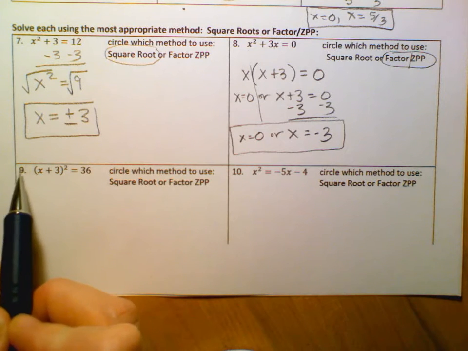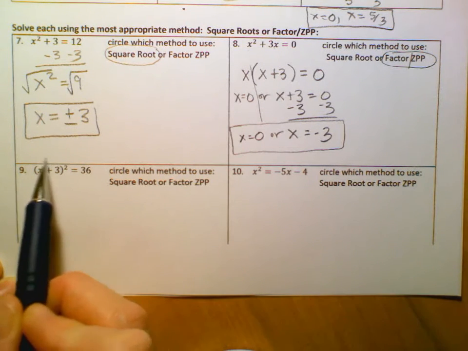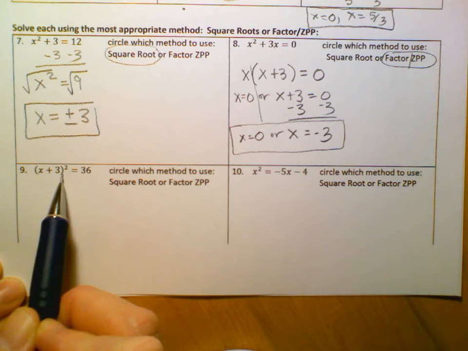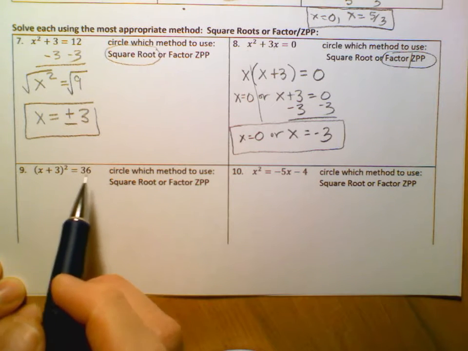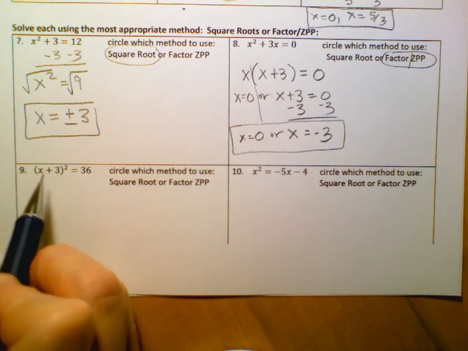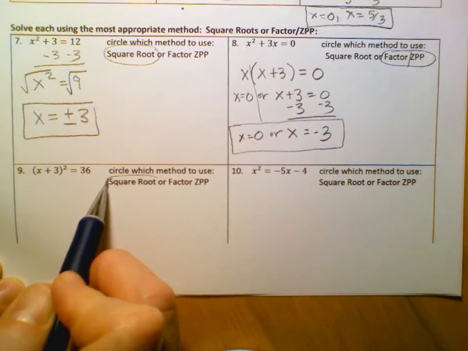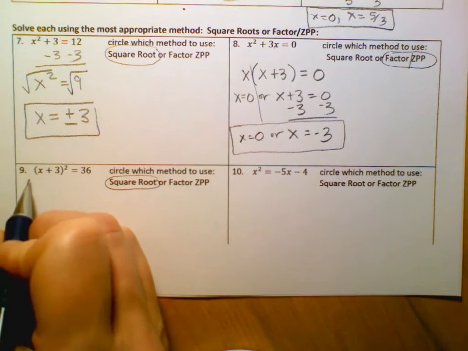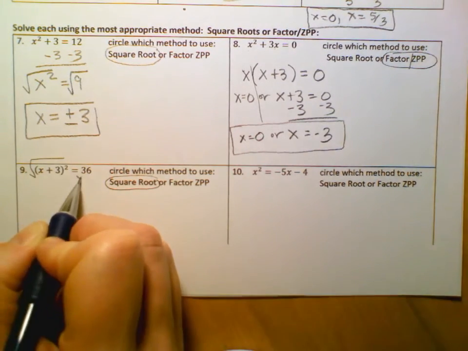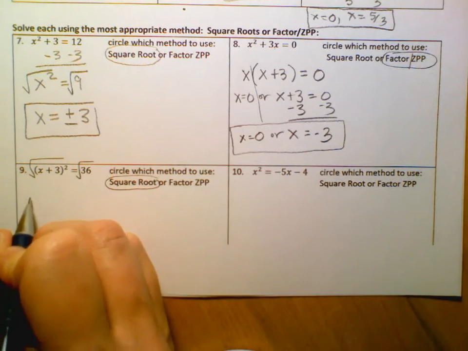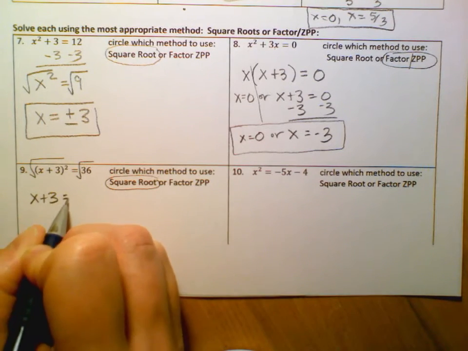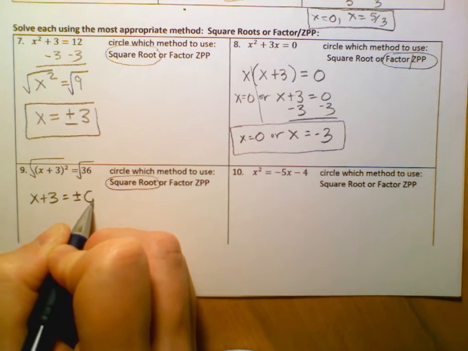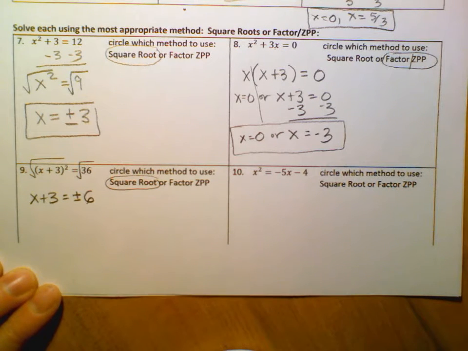Okay, number 9. The entire left-hand side is a perfect square, right? The whole x plus 3 is a perfect square. And there's no random x term, so this is appropriate for square root method. Take the square root of both sides. x plus 3 equals positive or negative 6, right? That's when we do the plus or minus.